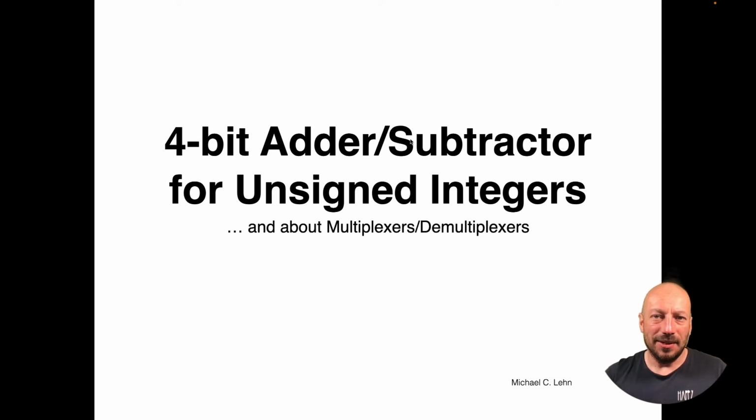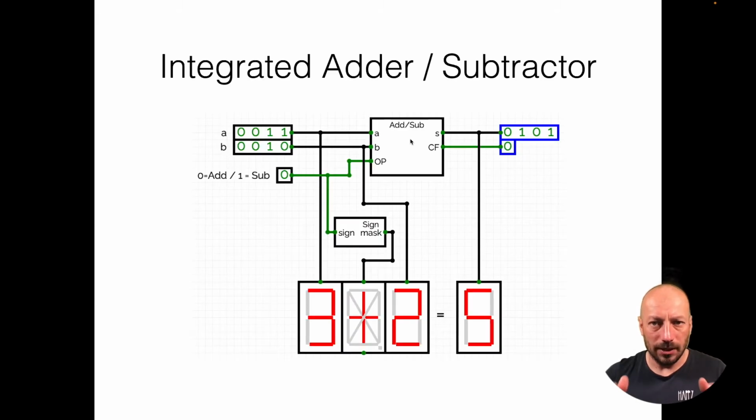Hi. In some of the recent videos I showed you how you can use Circuitverse to build a device for a 4-bit adder and a device for a 4-bit subtractor. So we now have two devices. And in this video I want to show you how we can combine these two devices into one integrated device where we can use 1 bit to switch between these two operations.